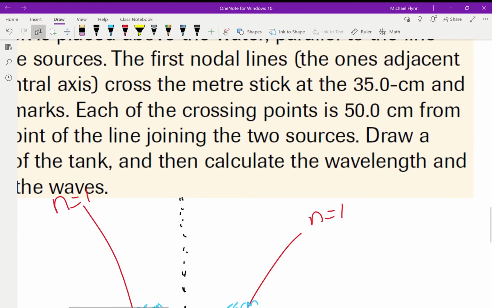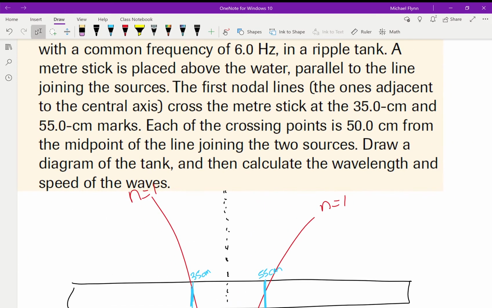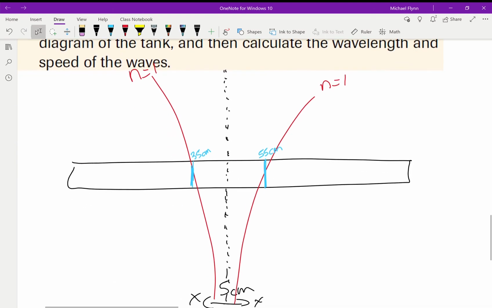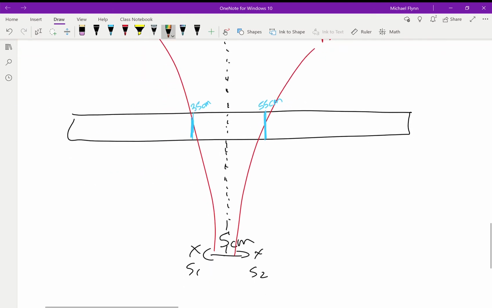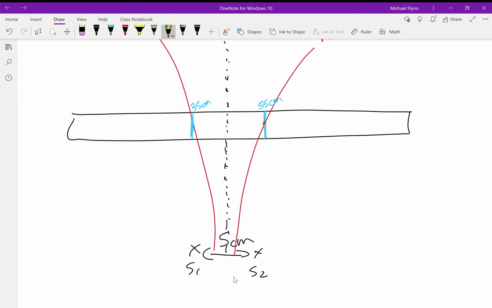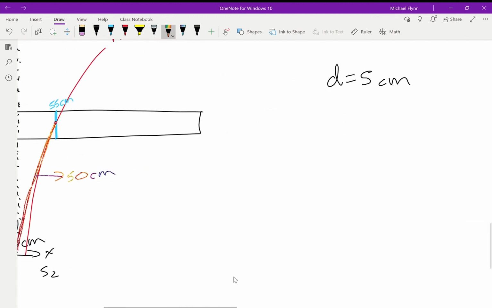what else does it say? 35, 55 centimeter marks, each crossing place 50 centimeters from the midpoint joining the two sources. So the crossing points, I'll use a rainbow color, they're saying this distance from here to there, okay, and from here to there, those two distances, those are both 50 centimeters, that one there and that one there.